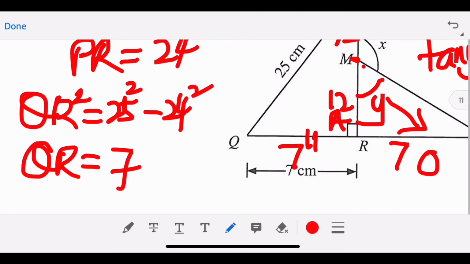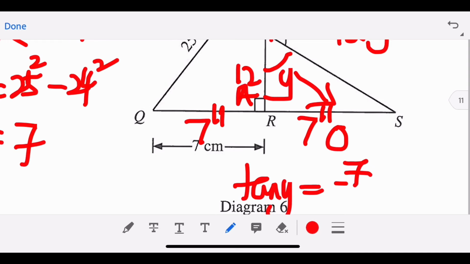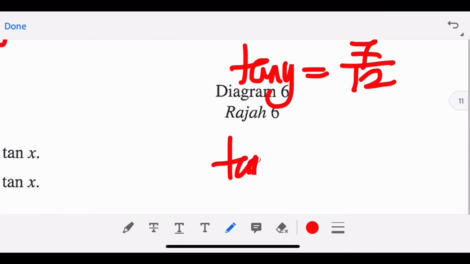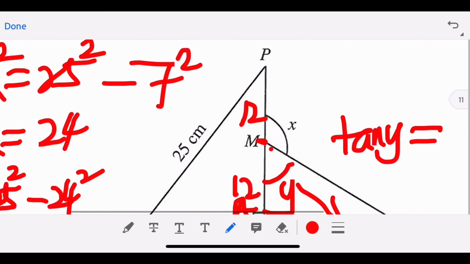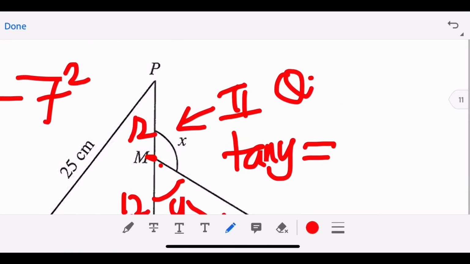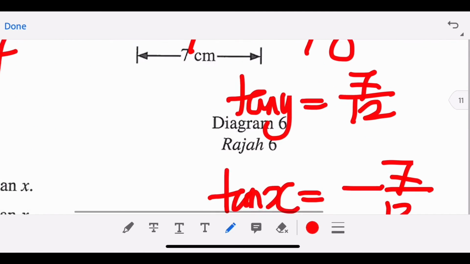That means it will be 7 for both sides, because R is the midpoint. If it is the midpoint, then it will divide the line into two equal sides. So because tangent y is 7/12, hence tangent x will be the negative value, because obviously this is in the second quadrant.